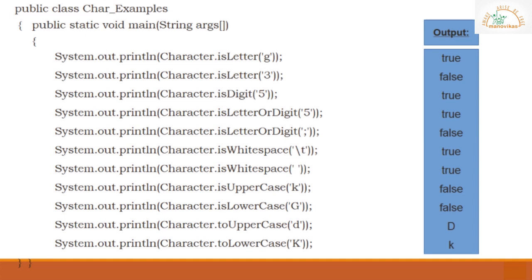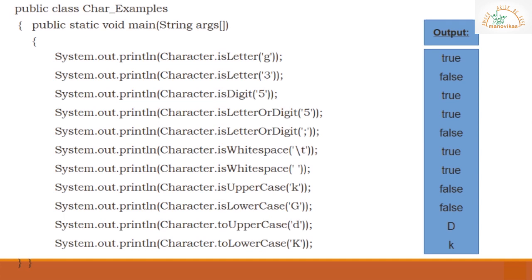The next function is isWhitespace of. The argument which is passed is \t. \t is a tab space. It will check if it is a white space. Everyone knows that a tab space is a white space. So the output will be true. The next is Character.isWhitespace of nothing inside the quotes. Nothing inside the quotes, it's a blank space. Blank space is again a white space. So the output will be true.